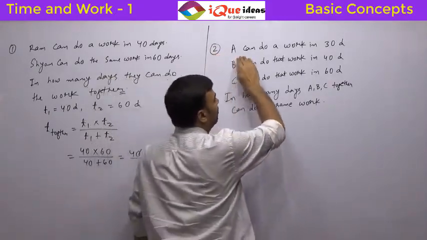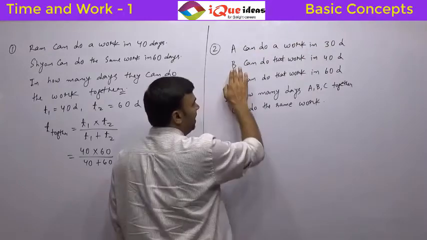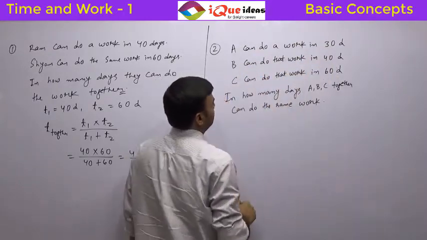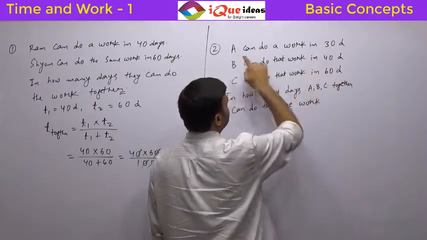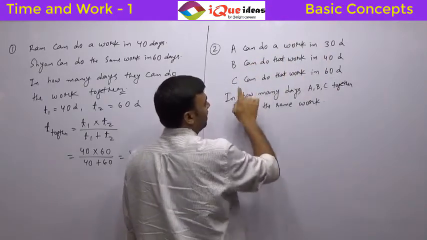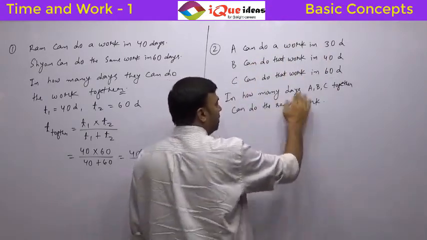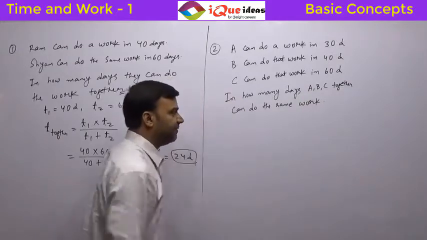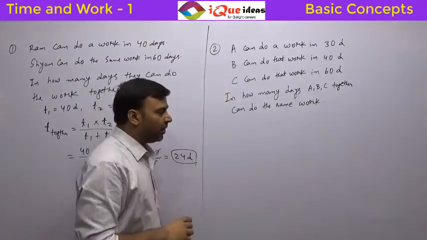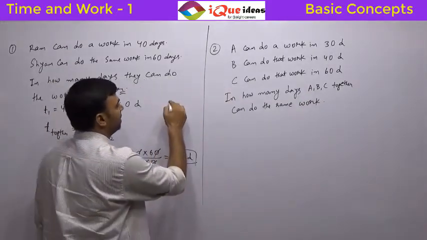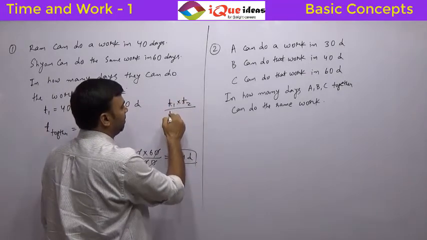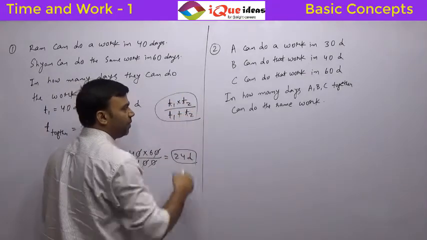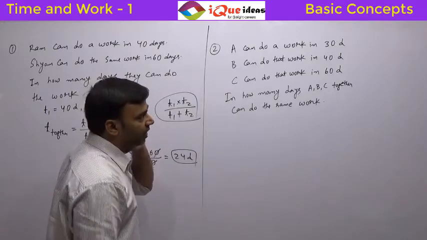It says A can do a work in 30 days, B can do that work in 40 days, C can do that work in 60 days. That means A alone in 30 days, B alone in 40 days, C alone in 60 days. In how many days can A, B, C all together do the same work? Now here we cannot apply the formula because the formula, T1 into T2 upon T1 plus T2, was only for 2 people. So in this case we cannot apply the formula. So what should we do?